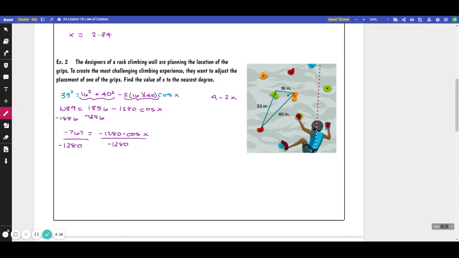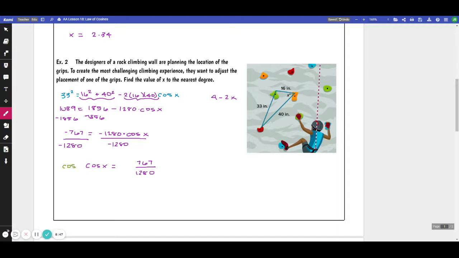So this is 1.767. I just dropped the negative because negative divided by a negative is a positive. How do we get rid of cosine? We have cosine of x and we're trying to solve for x. Do you remember how to get rid of the cosine?